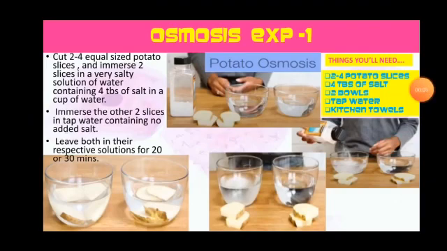What you have to do is cut 2 to 4 equal size potato slices. I've used 4, you can use 2. Immerse 2 of these slices in a very salty solution of water, which will contain about 4 spoons of salt in a cup of water. Make sure the water is equal in both the containers. Then immerse the other 2 slices in simple tap water containing no added salt. Then leave these 2 solutions with potatoes in them for about 20 to 30 minutes, and see what happens next.